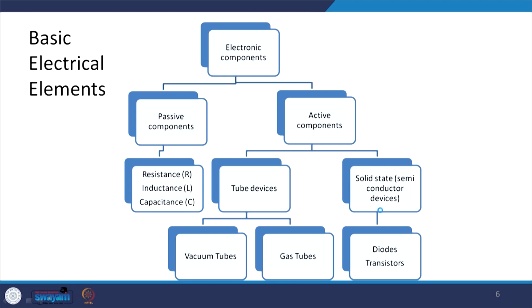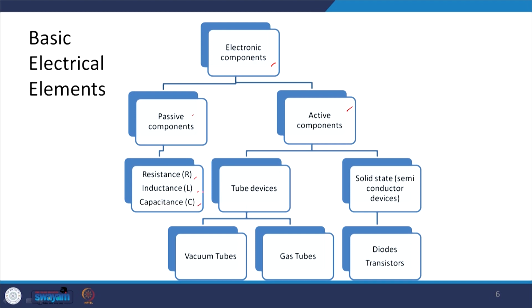Now, coming to the basic electrical elements, our purpose in this lecture is to study the elements which we come across in a mechatronic system. The basic elements are passive components and active components. As the name indicates, passive components do not require an additional source of power. These components are resistance, inductance and capacitance.